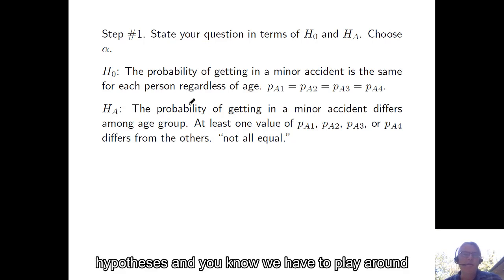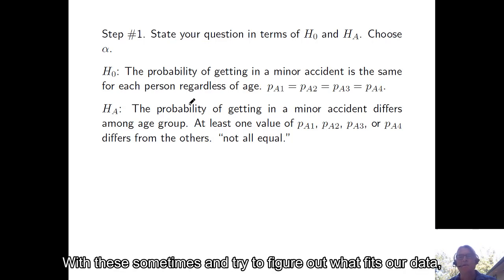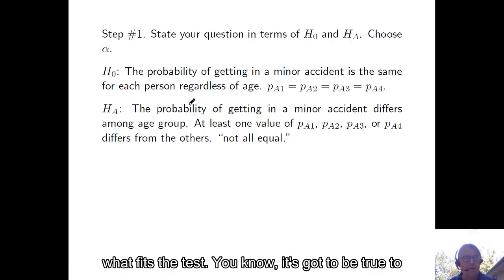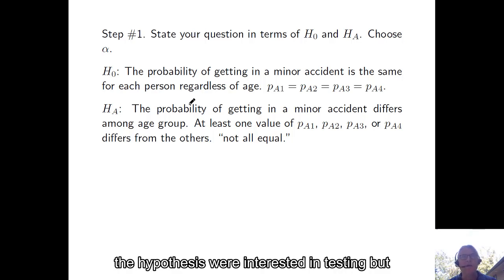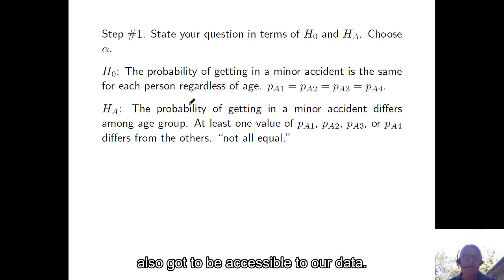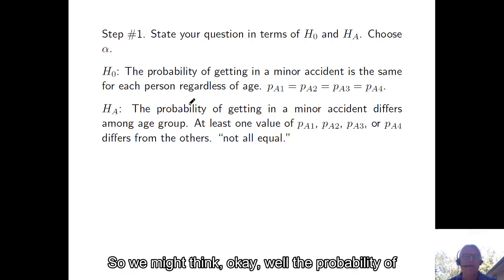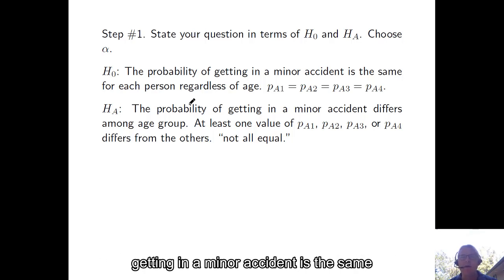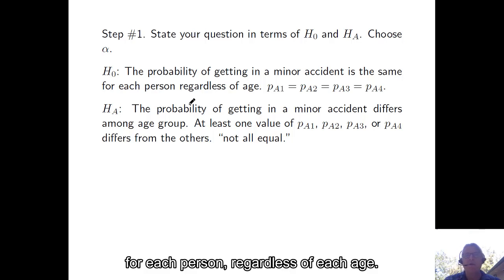All right, so the first step in hypothesis testing is to state your questions in terms of null and alternative hypotheses. And we have to play around with these sometimes and try to figure out what fits our data, what fits the test. It's got to be true to the hypothesis we're interested in testing, but also got to be accessible to our data. So we might think, okay, well, the probability of getting in a minor accident is the same for each person, regardless of age.